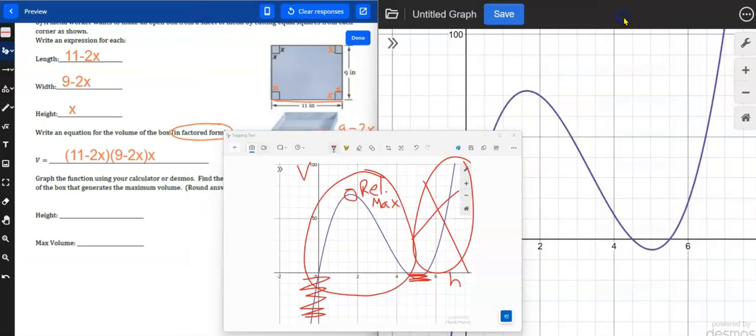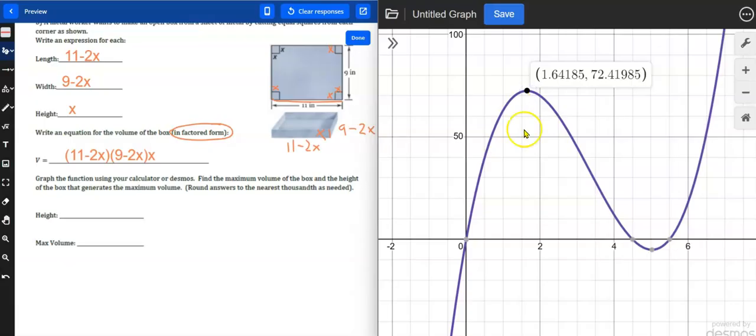So let's go ahead and find it. We go back to Desmos. We locate that single point. We have the answer to both of our questions. The maximum height, which is the x value that should be cut out of the corners, 1.642. And the maximum volume, 72.420.